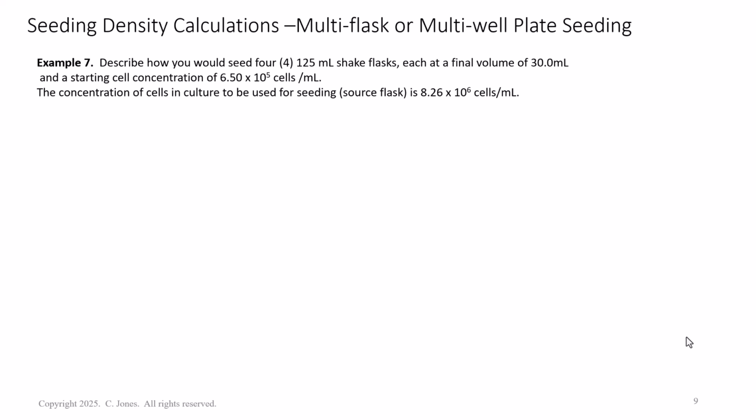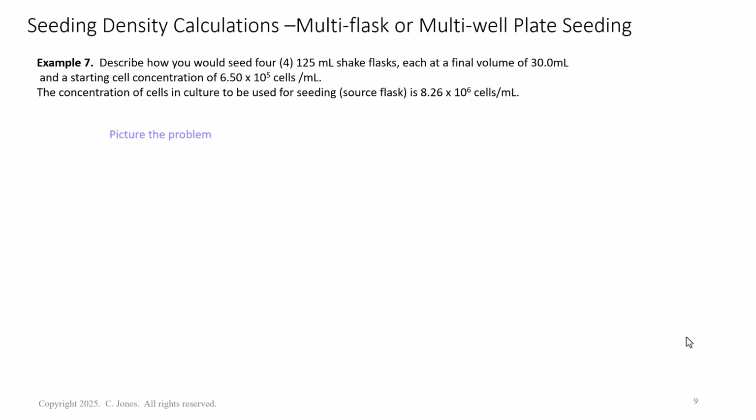Let's turn our attention now to seeding multiple flasks at the same time. So in this example, describe how you would seed 4 125 ml shake flasks, each at a final volume of 30 mLs and a starting cell concentration of 6.50 times 10 to the 5th cells per mL. The concentration of cells used for seeding, that is the source flask, is 8.26 times 10 to the 6th cells per mL.